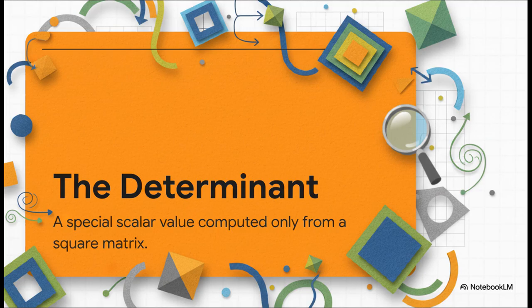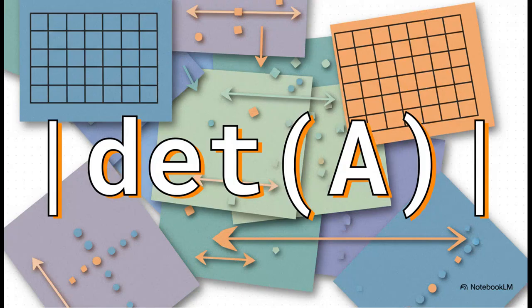It's not just some random calculation. It's the single value that tells you the entire story of the transformation in one go. And the idea is actually beautiful and simple. The absolute value of the determinant tells you exactly how much the matrix stretches or squishes space. So if the determinant is 2, it doubles the area or volume. If it's 0.5, it cuts it in half. It's a literal scaling factor for the whole universe of our vectors.